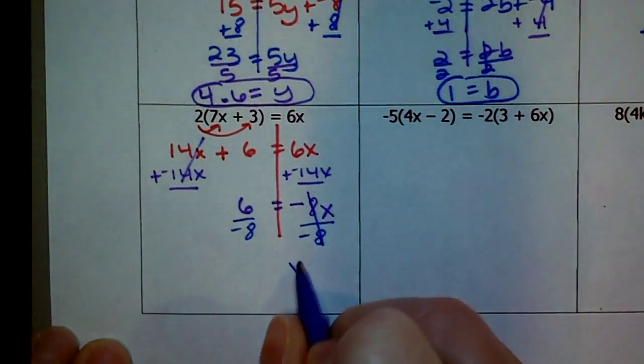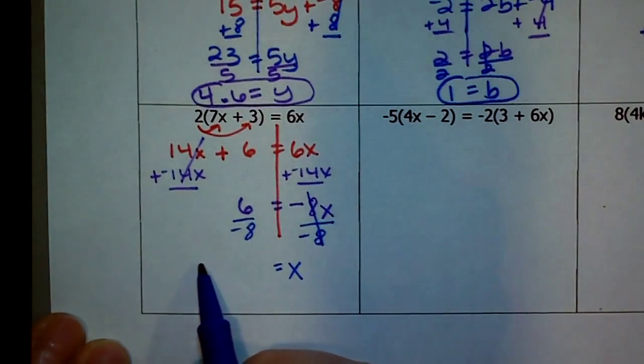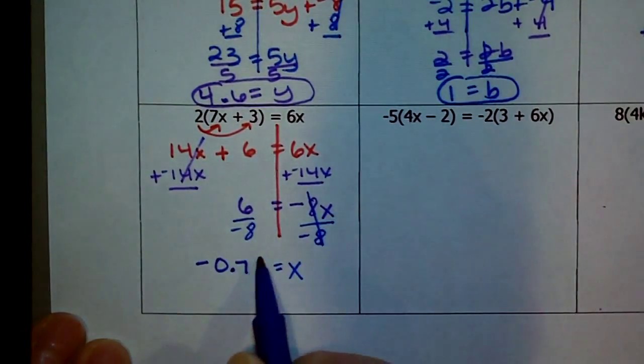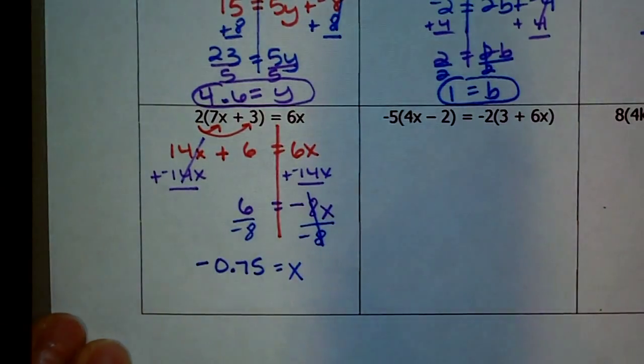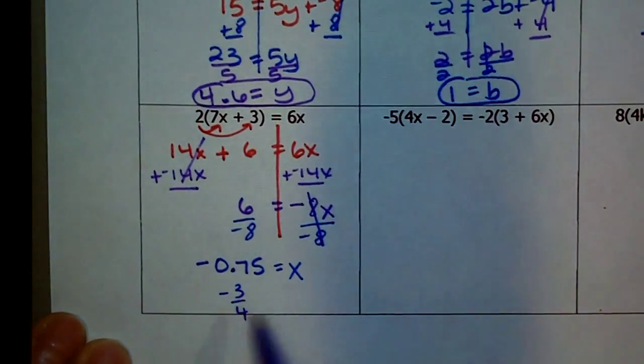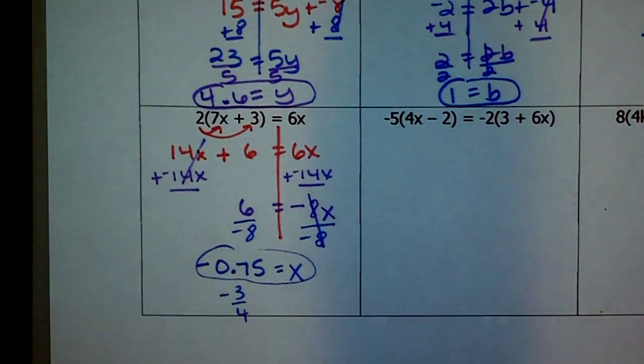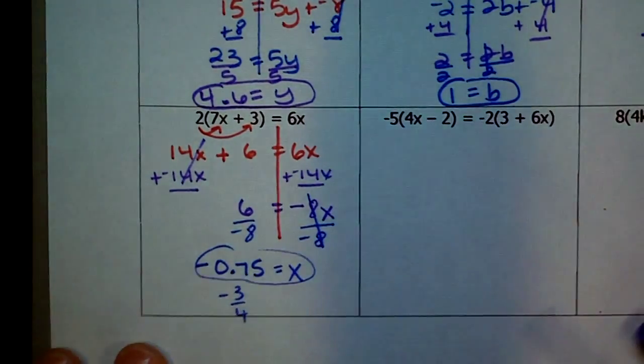Those cancel out, and x equals, when you take 6 divided by negative 8, I'm guessing you're going to use your calculator on this, so I'll write the decimal version. It's negative 75 hundredths. If you just looked and said, oh, that's 6/8, maybe you wrote negative 3/4. Either one is correct. They mean the same exact thing. It's up to you. All right, next one.